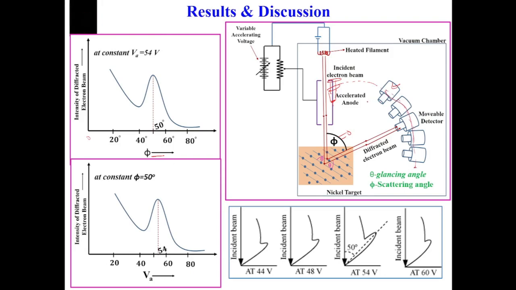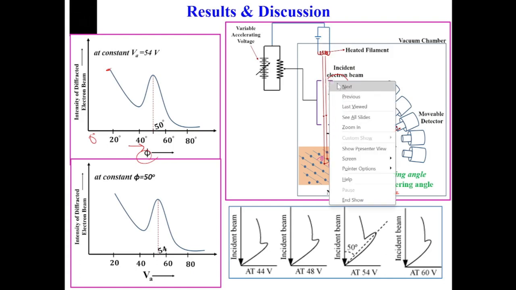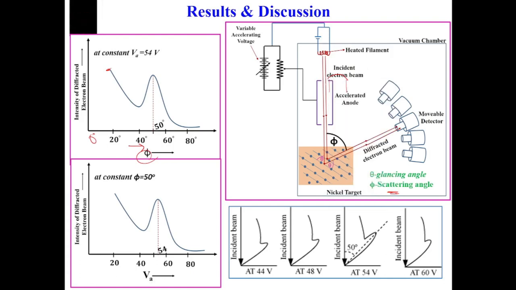So here from this graph you can observe that with increase of scattering angle phi, the intensity gradually decreases. At 0 degree, the intensity will obviously be higher because the movable detector will be just up. That means all the electrons are going to be reflected back and collected, giving the higher intensity at this point when theta is approximately 0.